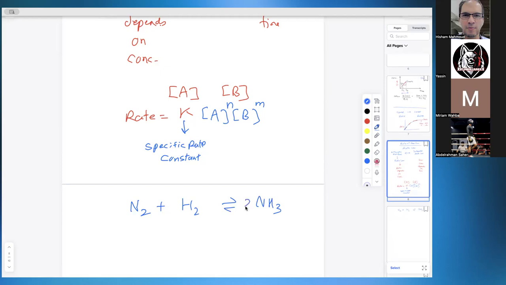to balance this will be 2 and this will be 3. Is there a relationship? Can I say that rate of the reaction is equal to K N2 to the power of 1 H2 to the power of 3? Can I say like that, Abdu? Does it depend on the coefficient?